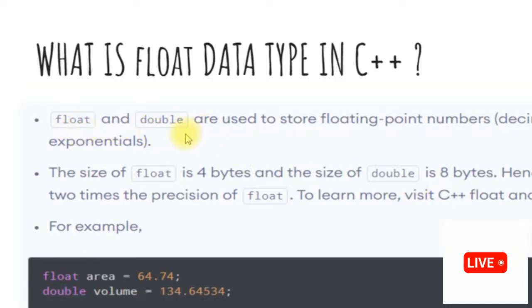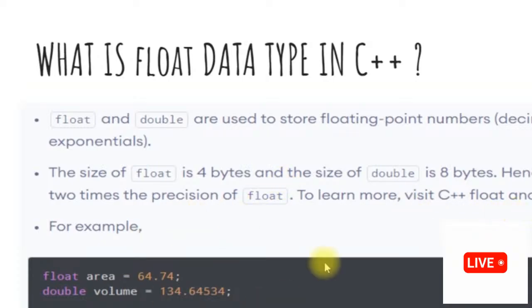So float and double are the keywords that are used to store floating point numbers, which are decimals and exponentials. Again, the size of the float data type is 4 bytes and the size for double type is 8 bytes. So this is a very important differentiating point between these two data types. The size for float type variables is 4 bytes, and if you declare a double type variable then the size will be 8 bytes. So double has 2 times more precision than you get in float.